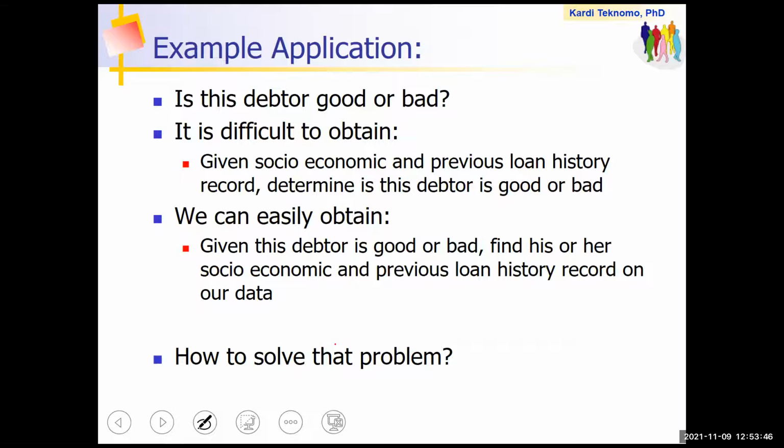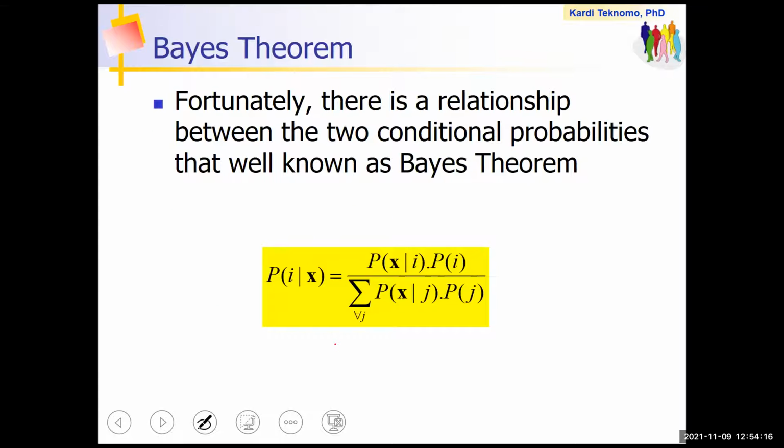So for example, whether the debtor is good or bad. It's difficult to obtain the actual answer of whether this debtor is good or bad because of different situations. But it is easy to obtain that the debtor is either good or bad, then you can find the record on that particular person. In that case, fortunately, we can solve that problem using what is called Bayes rule or Bayes theorem.